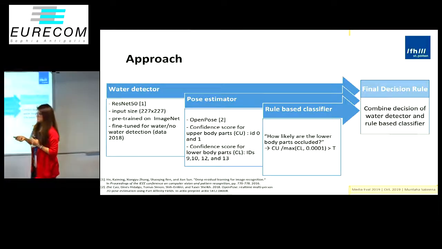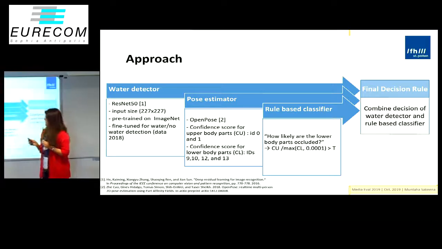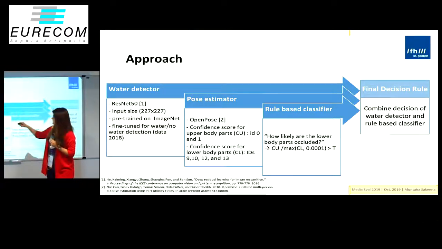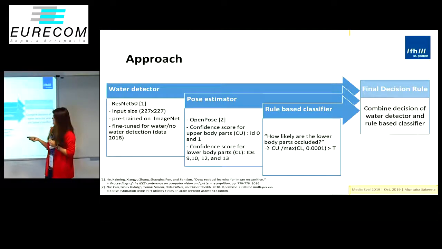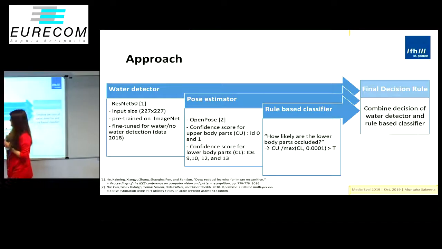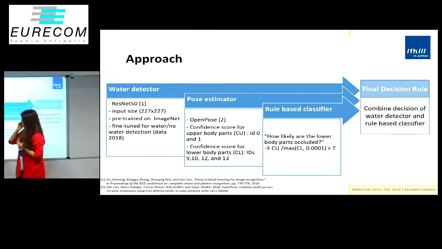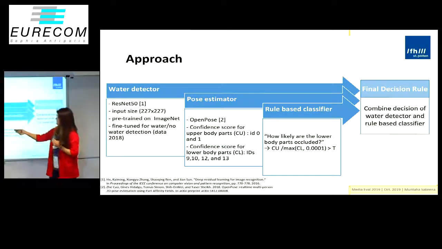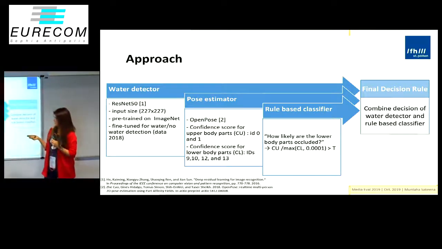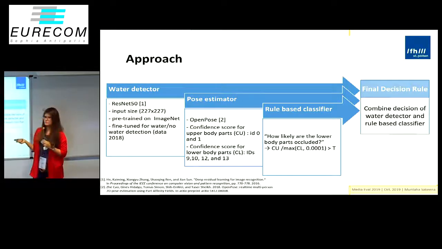We use visual information only, and we proposed a method based on a combination of a water detector and a pose estimator. If we have all of them true, then it means we have a positive example. For the water detector, we use ResNet 50, and the input size is, of course, 227 by 227. It is pre-trained on ImageNet, and we fine-tuned it for binary classification for water and no water.